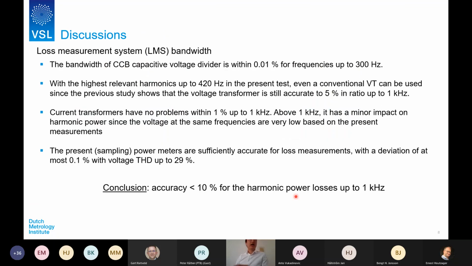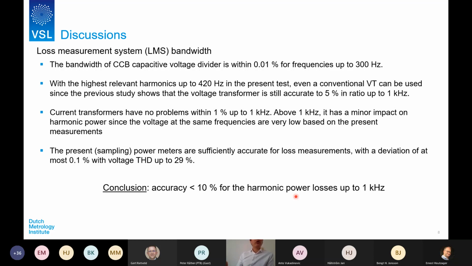Okay, let's discuss the accuracy of our measurement system. We have 3 components in the measurement system: voltage channel, current channel, and power meter. For the voltage channel, we use the CCB, a current comparator-based capacitive divider, and it is accurate within 0.01% for frequencies up to 300 Hertz, and we calibrate it in our lab.